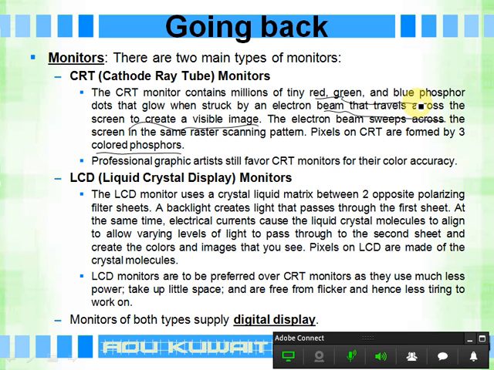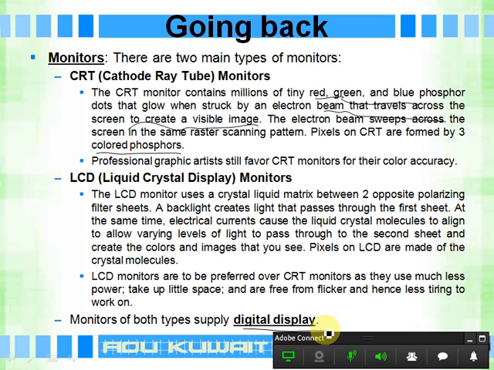Pixels in LCDs are made of crystal molecules. LCD monitors are preferred over the CRT because they take less power, they don't have that bulb, and they take little space and are free from flickers, and hence less tiring to work on. It will not show any flicker effect.